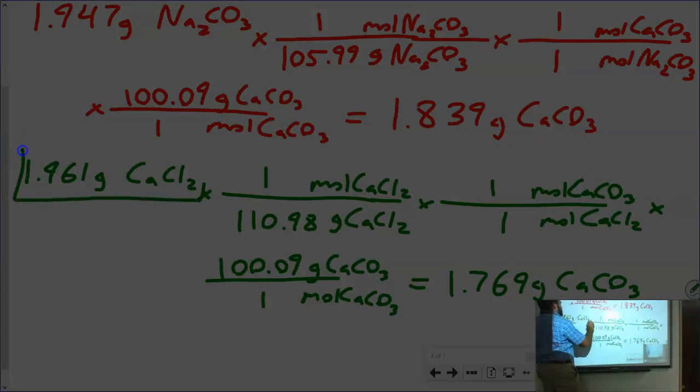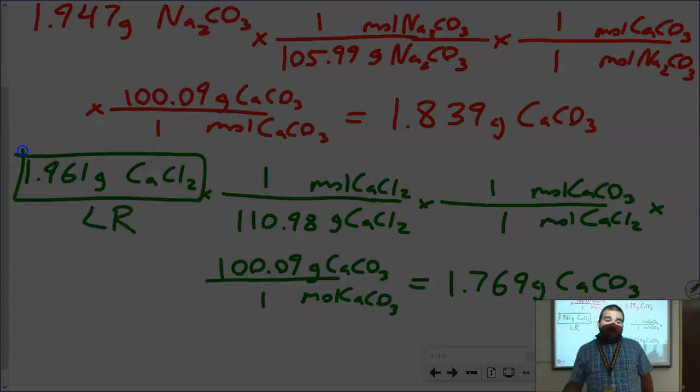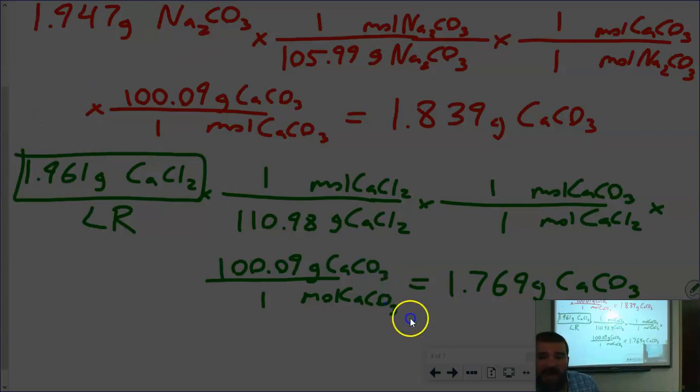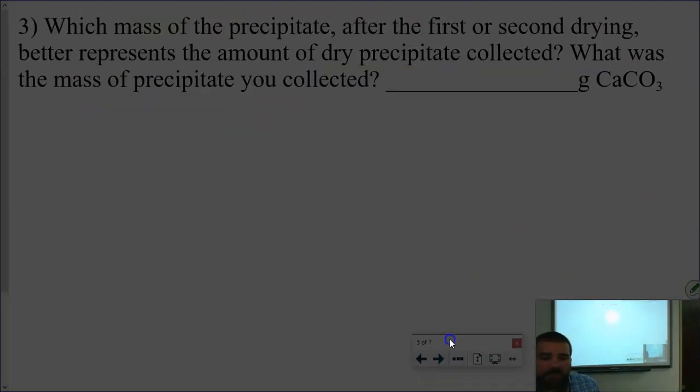With what I had taken as a part of my setup, this is my limiting reactant. That's what's going to run out. So in theory, if everything went perfectly and everything was wonderful, when it's all said and done, I should have 1.769 grams of calcium carbonate produced. That was the white precipitate that I created. I haven't done the numbers yet, but the theory is that that's what I should have gotten. I should have made that much stuff.